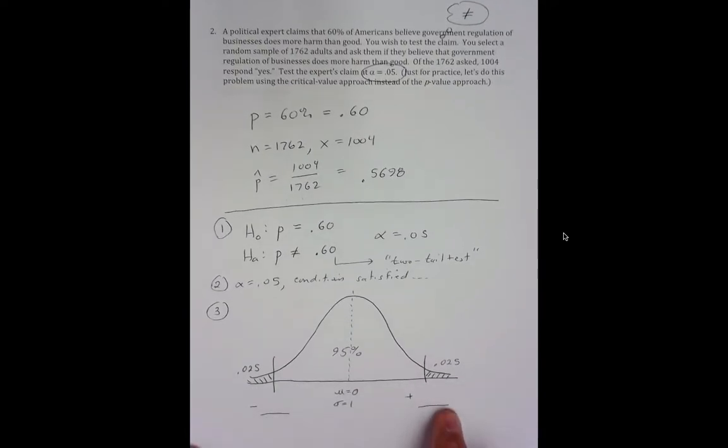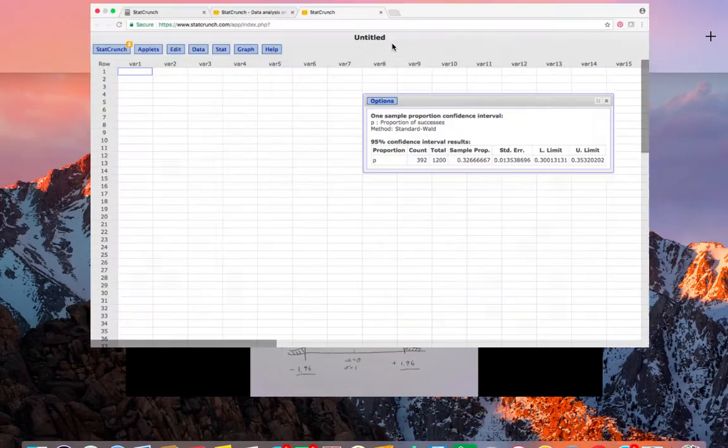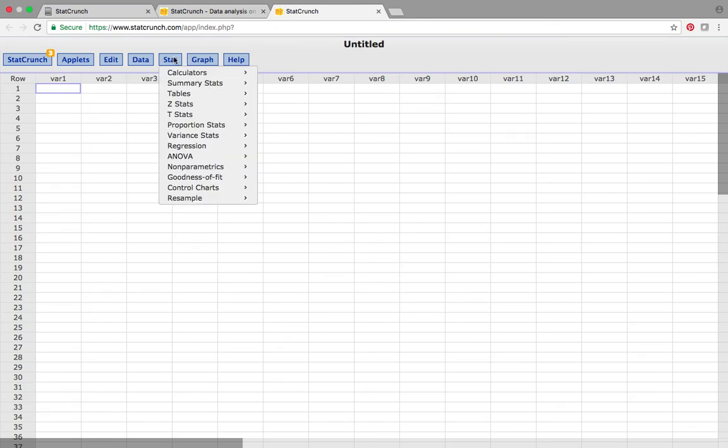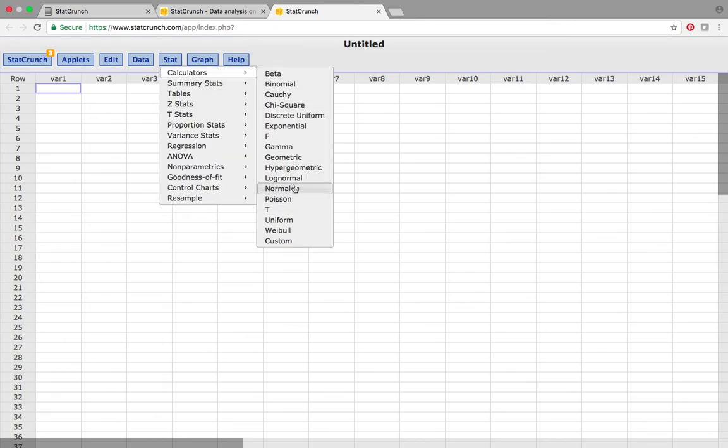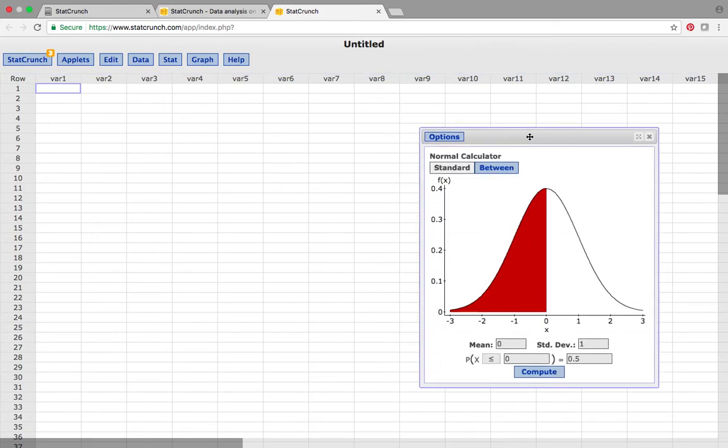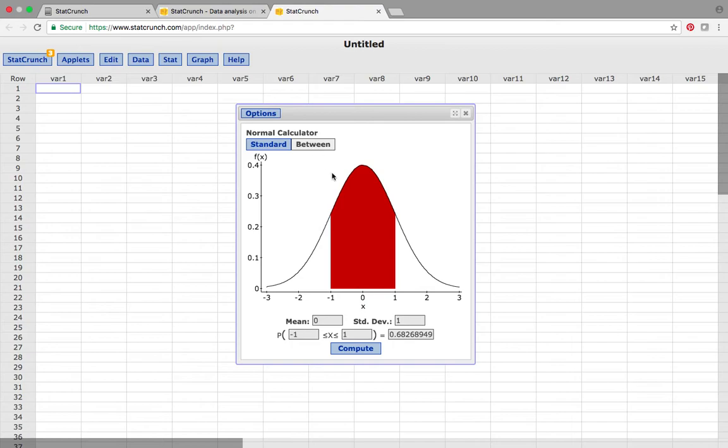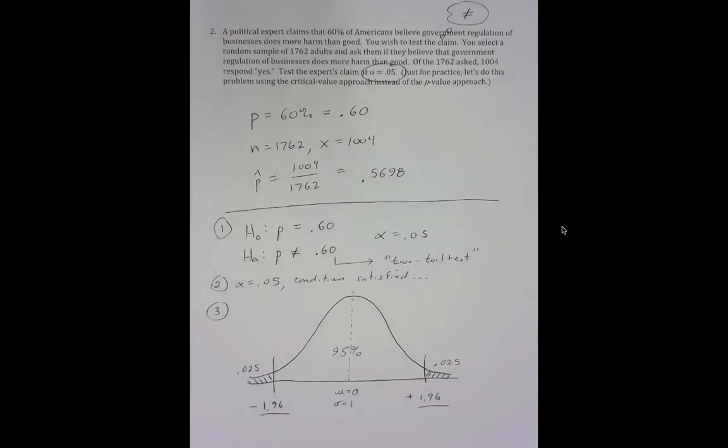So let's go see why. I just told you what the answer is. Let's go see why it's negative 1.96 and positive 1.96. So, guys, we don't use the t-distribution here, right? We use the z-distribution, the normal distribution, mean 0, standard deviation 1. And I think the easiest way to do this is just do between. I want the area between to be 0.95. And I can see that the left bound and the right bound, which are critical values, are negative 1.96 and positive 1.96.